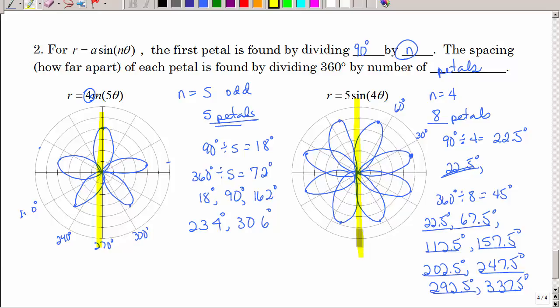So you are going to be held responsible by finding, you have to tell me how many petals there are, you have to tell me the starting point, and you have to tell me the spacing. So yes, a little bit of memorizing.